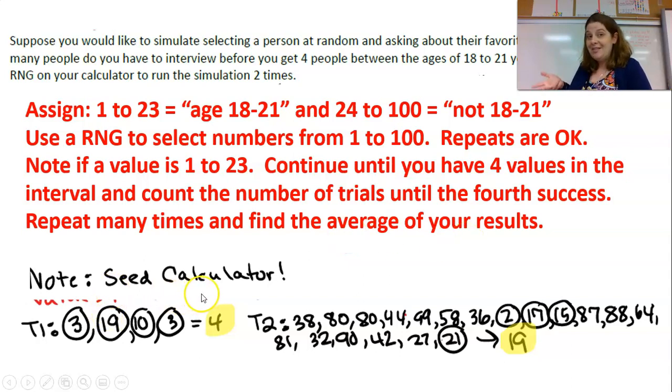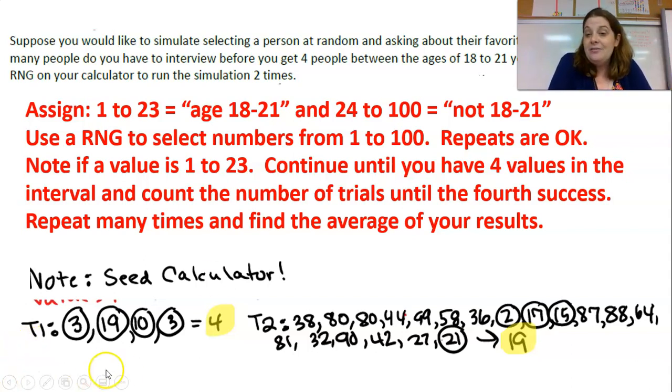Now, to do this, you always want to seed your calculator. I seeded my calculator with the number 1, 2, 3, 4. And then I did my random integer command like we did in the last chapter. And you're not going to have to do that for your homework, so don't stress out if you don't know the calculator commands for that. Remember, you can always use Siri to generate random numbers for you as well.